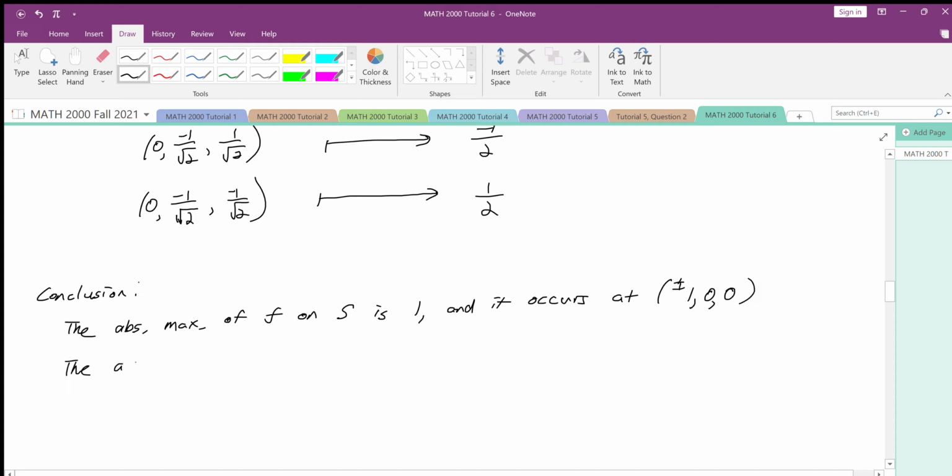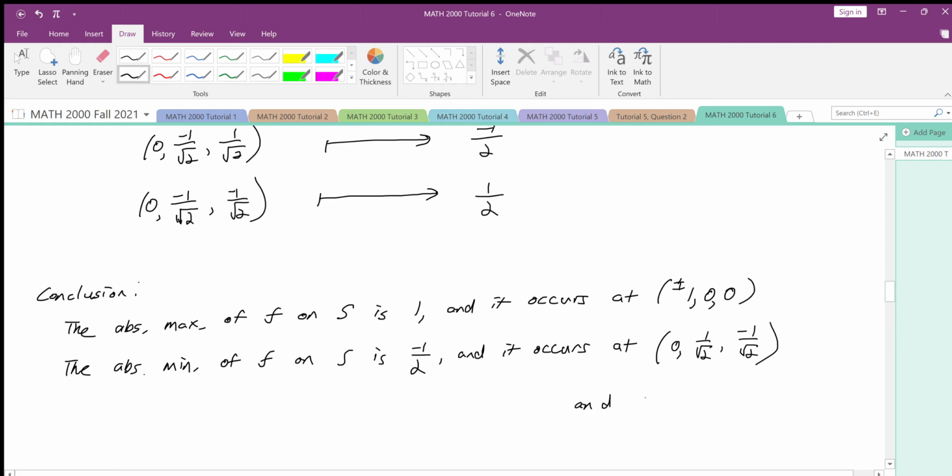The absolute min of f on S is negative half, and it occurs at 0, 1 over root 2, negative 1 over root 2, and 0, negative 1 over root 2, 1 over root 2. And that's it for question 1.